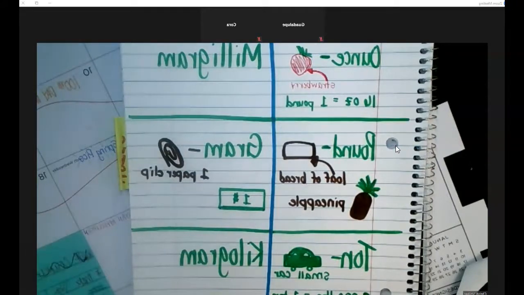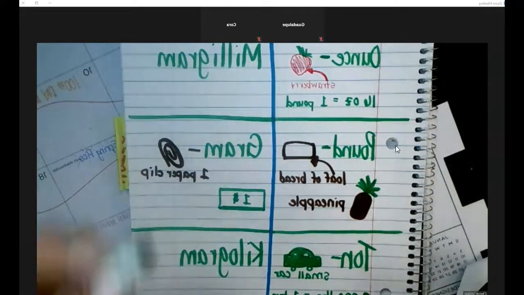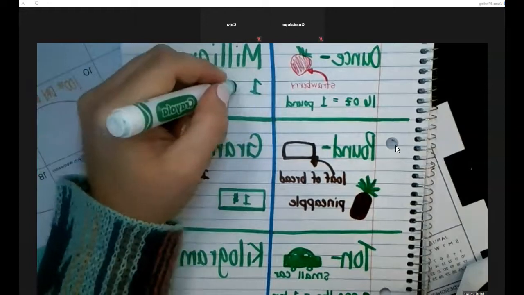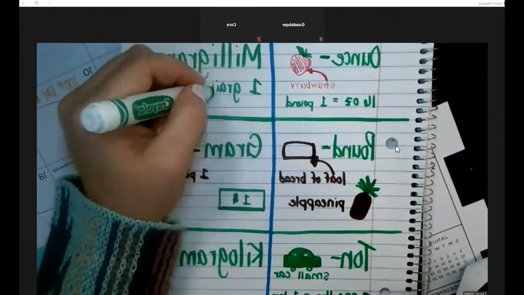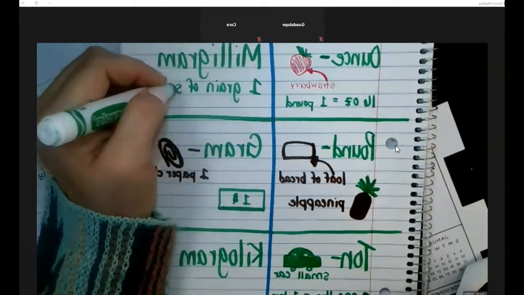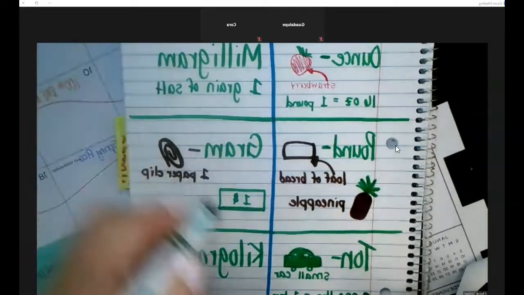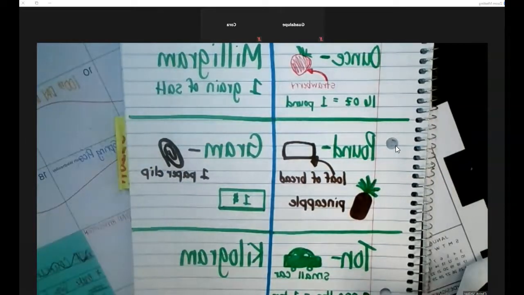Okay. The milligram is even smaller. So milligram, think of a grain, like 1 tiny grain of salt. You wouldn't even really be able to feel that in your hand. Just 1 grain of salt.